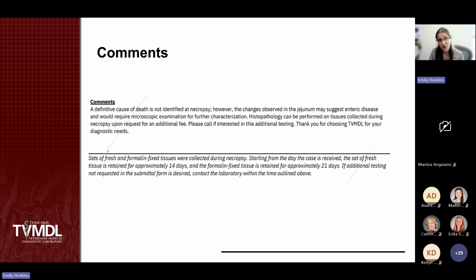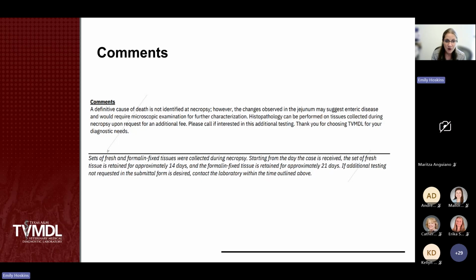So that brings us to comments. The comment for this CAF says, a definitive cause of death is not identified at necropsy. However, the changes observed in the jejunum may suggest, remember those modifying phrases we talked about, enteric disease, and would require microscopic examination for further characterization. So I am recommending histopath to try and figure out better what is going on for this case.